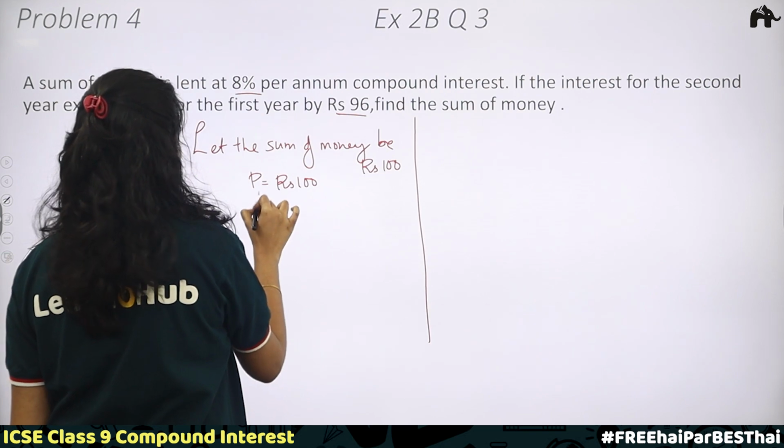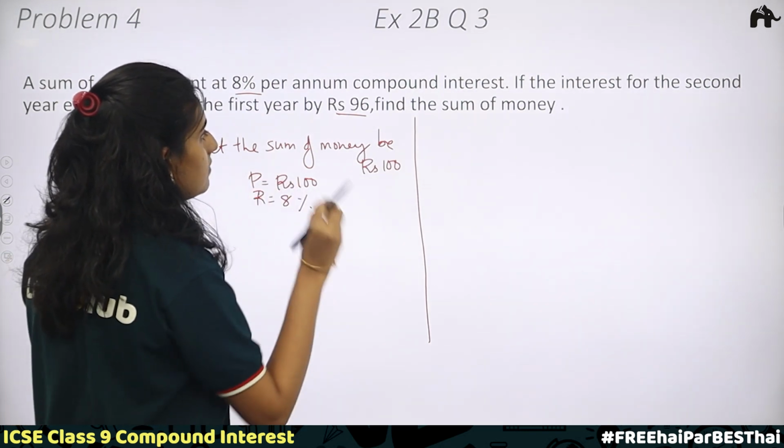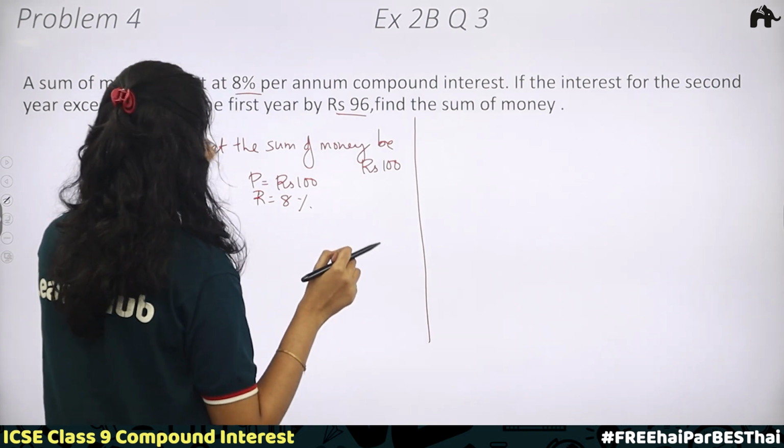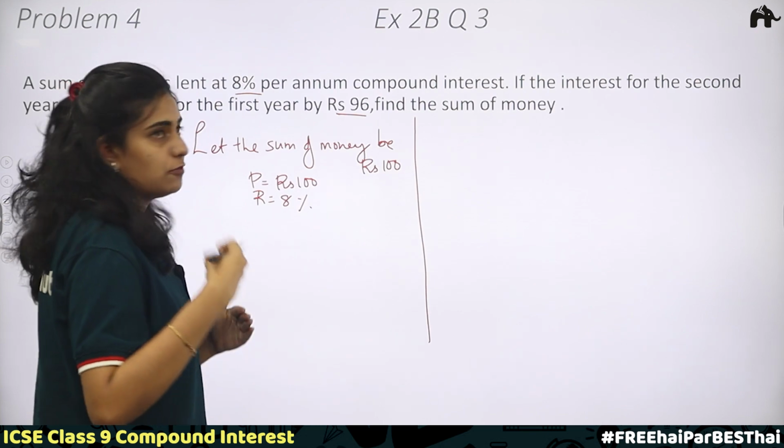Rate of interest is given 8%. If the interest for second year exceeds that for first year, so we have to calculate the interest for first year and that for second year.